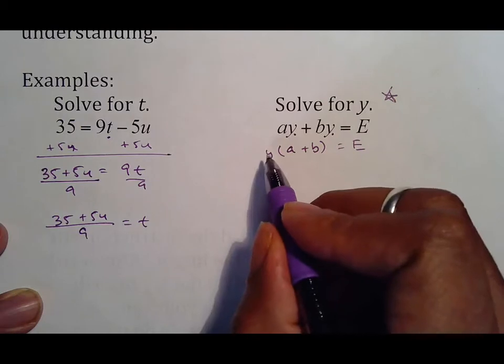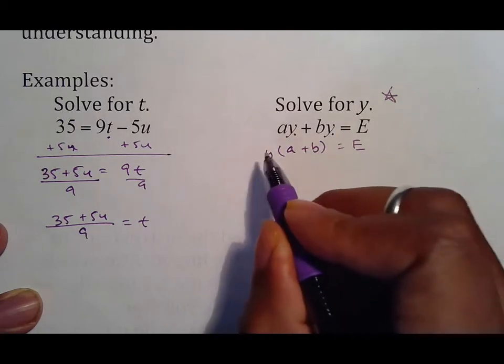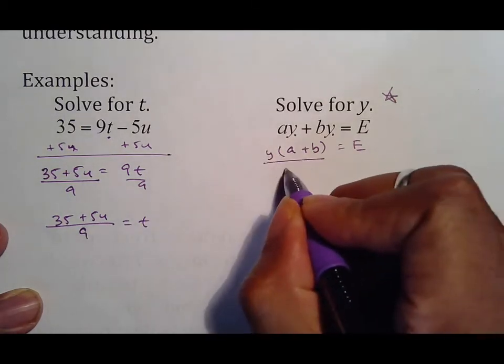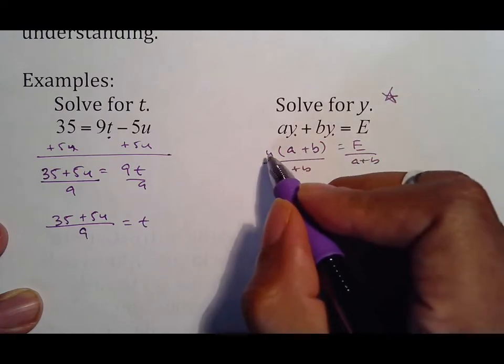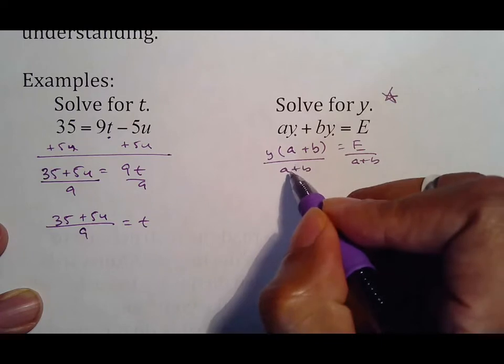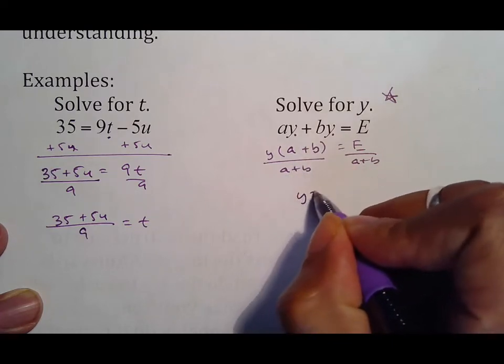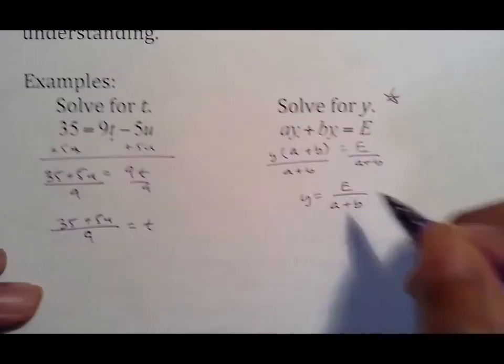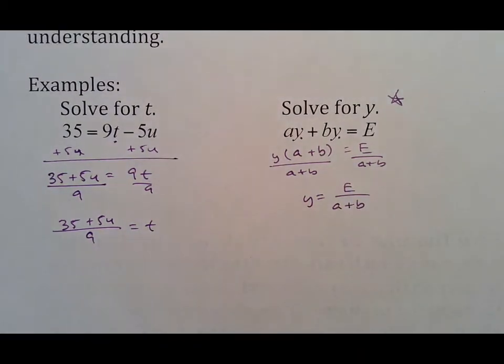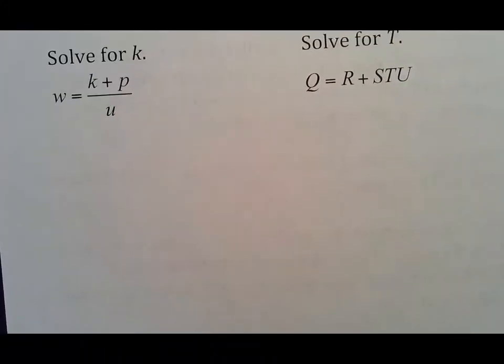But other than that, this is y times a plus b, and I want y by itself, so what I'm going to do is divide by a plus b, because if it's y times 6 and I divide by 6, it goes away. So both of those go away, and my answer would just be e over a plus b. Do not allow this to frustrate you. Just do your best on it. The good news is literal equations don't pop up a lot. They do have an importance though.